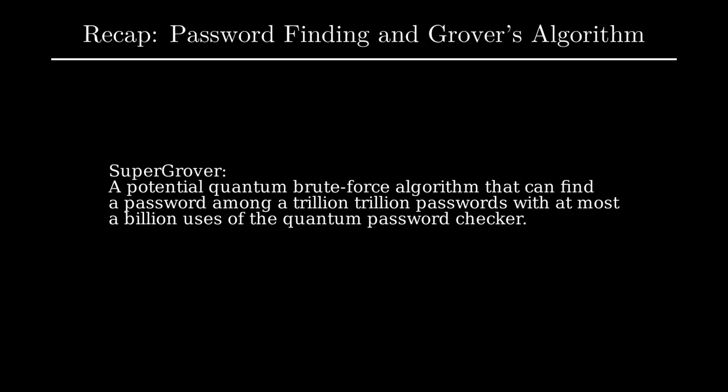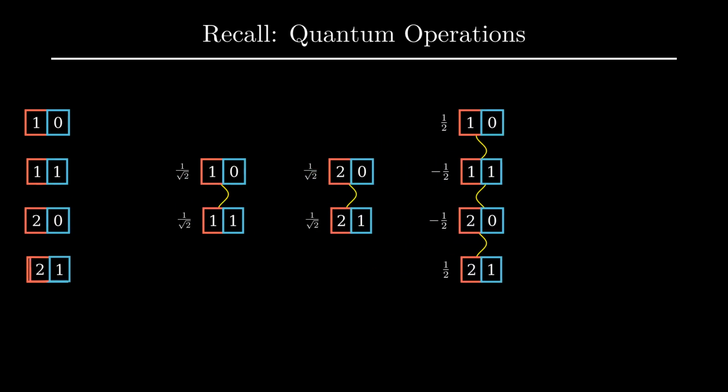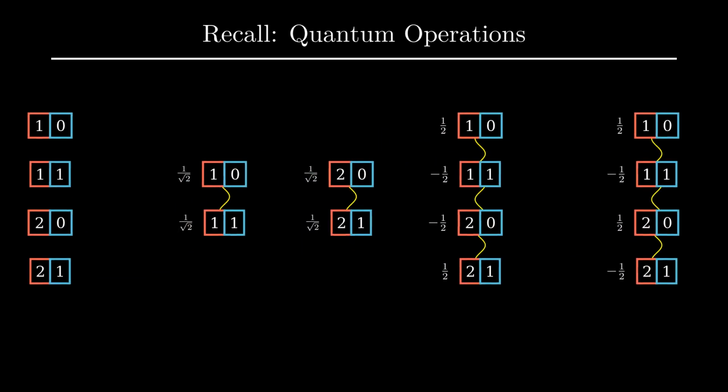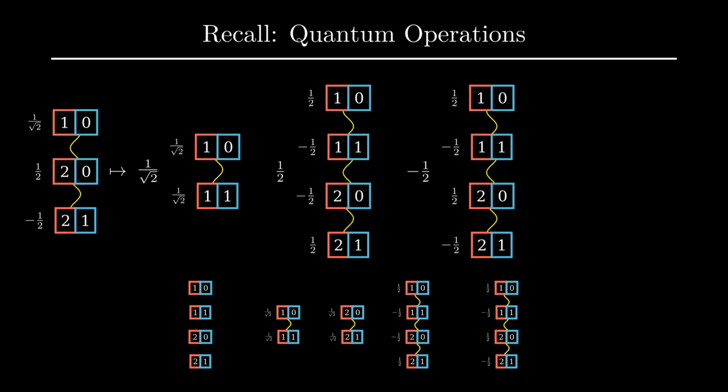We'll need to recall a bit about what quantum brute force algorithms are like in order to analyze Super Grover. The memory of a normal computer can be specified by specifying the memory setting, that is the value of each variable. A quantum computer's memory can be in a superposition of multiple memory settings. To perform an operation on our memory, we specify what each memory setting should become. For instance, here's an example quantum operation. And what the quantum operation does to its memory is to just do the operation on each memory setting and add up the resulting superpositions.